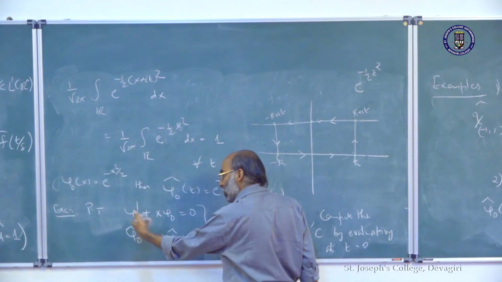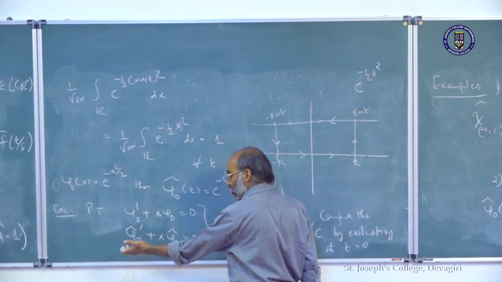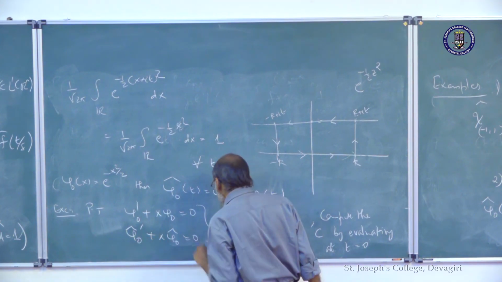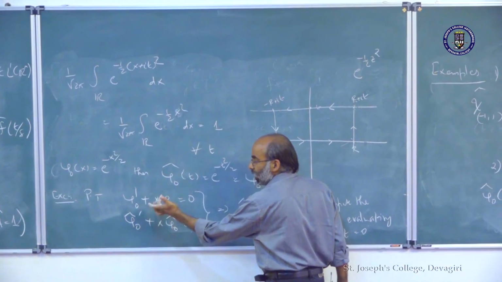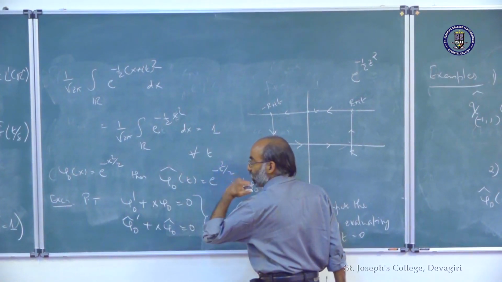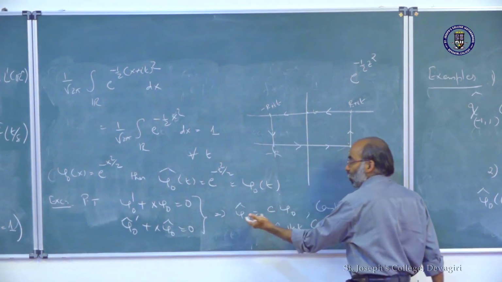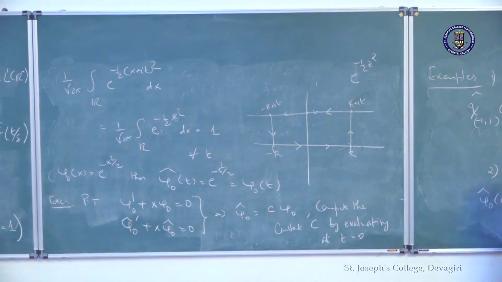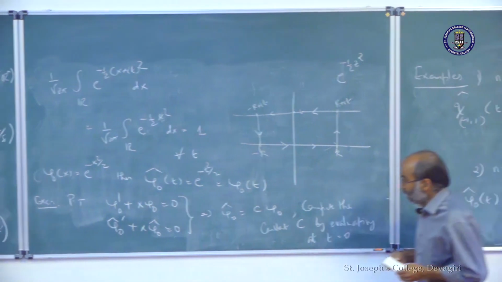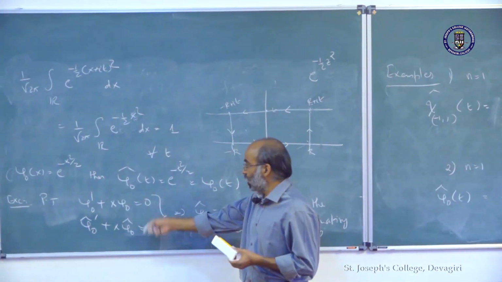Here you are differentiating inside the integral sign, so you have to use DCT to justify it, but this also will follow. Once you have these two, they will have to be multiples of each other because these are first order differential equations, and from that you will get this, and then you can compute the constant by evaluating it at some point, t equal to 0. Alright, so we will continue with Fourier transform in the next lecture.